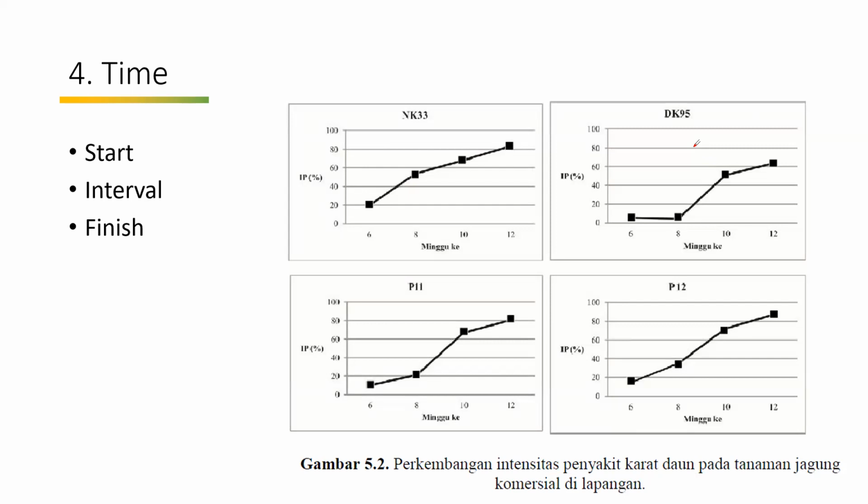For example, this is data from my previous research. I conducted monitoring starting from week 6, because this disease will not infect our plant until the plant comes into the generative stage. So it's around 6 weeks after planting. That's why I started at week 6. And I finished at 12 weeks after planting because the plant was already being harvested. So I stopped here at 12. I put the interval long, very long.